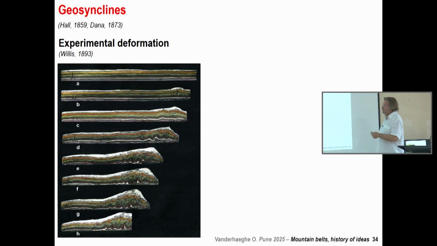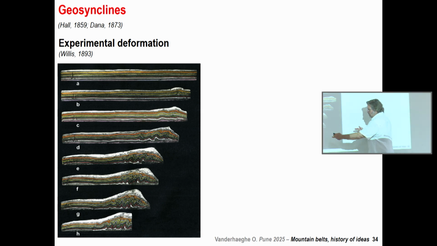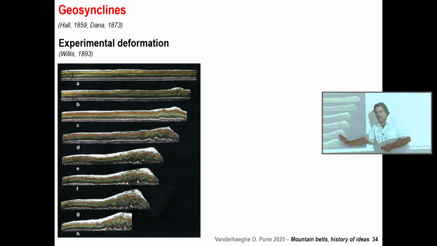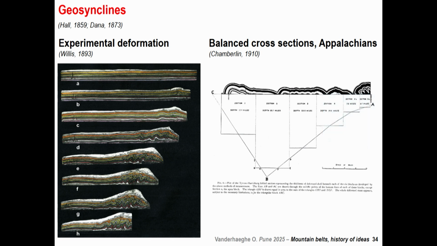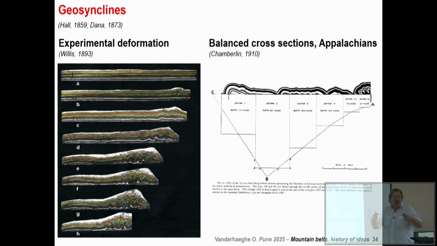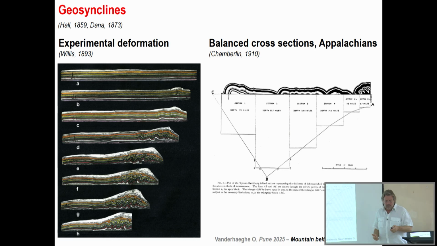Experimental deformation also allowed reproducing structures observed in rocks, and that gave the idea that we can monitor the amount of shortening. So that gave the idea of balancing cross-sections from sediments: try to retrieve their original state before deformation, and then evaluate the amount of shortening.